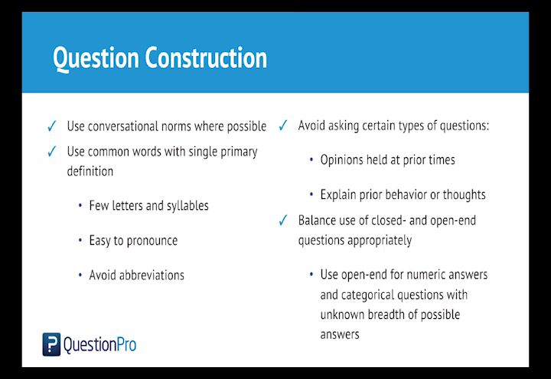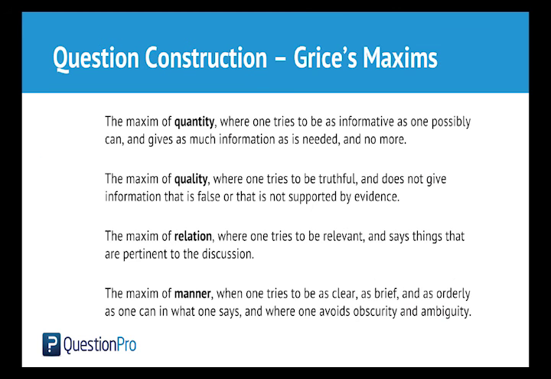When we talk about using open-end versus closed-end, we would suggest that you use open-end for numeric answers, such as what is the percentage of this, or at what time did you, or that type of a question, and use categorical questions when there are an unknown breadth of possible answers.